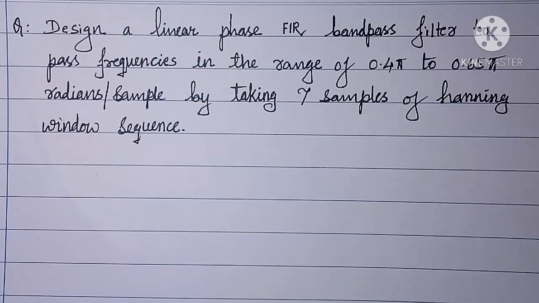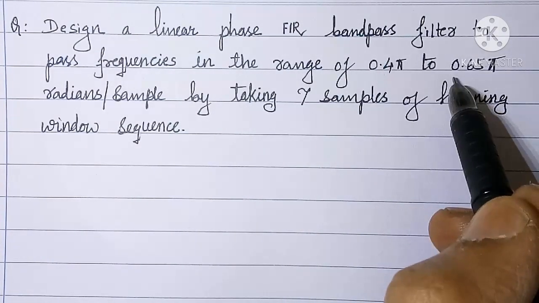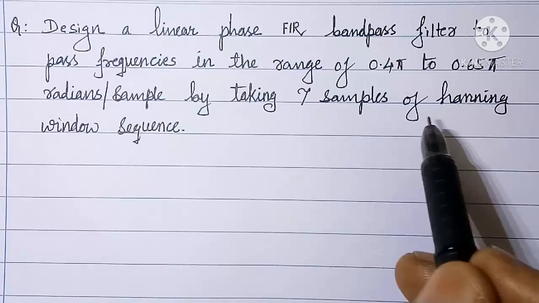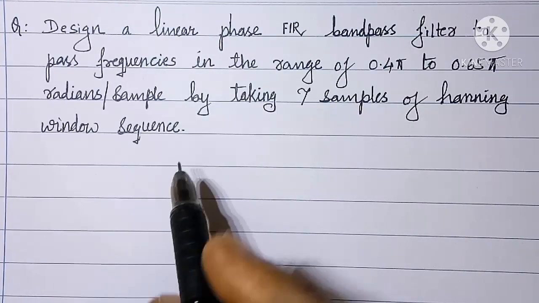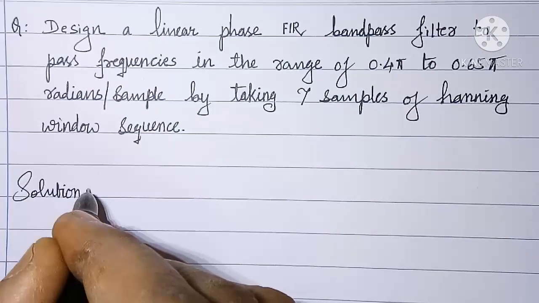Dear students, in the last class we solved a problem based on designing a linear phase FIR high pass filter using Hamming window. Today we will take a problem based on designing a linear phase FIR bandpass filter to pass frequencies in the range of 0.4 pi to 0.65 pi radians per sample by taking 7 samples of Hamming window sequence.